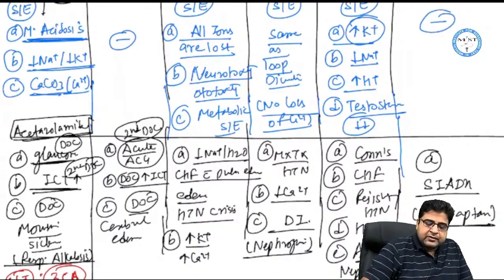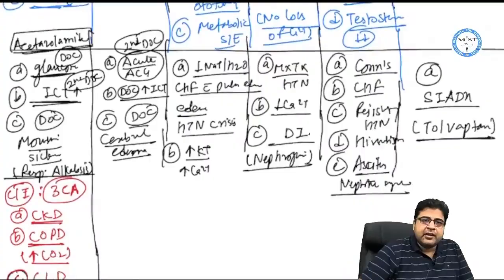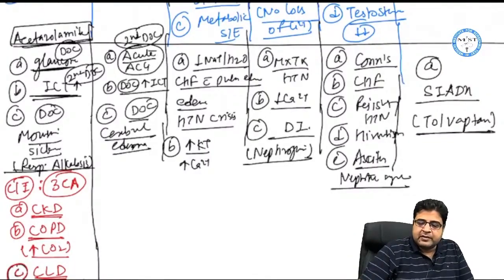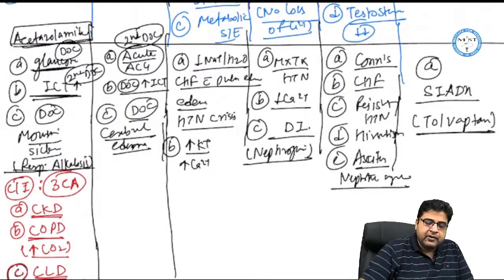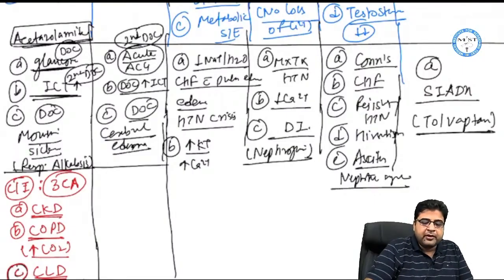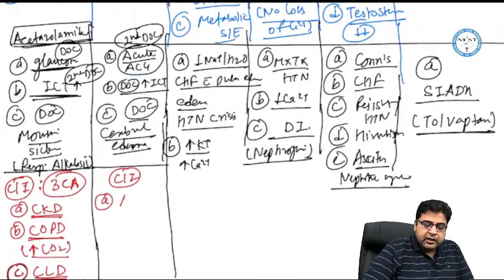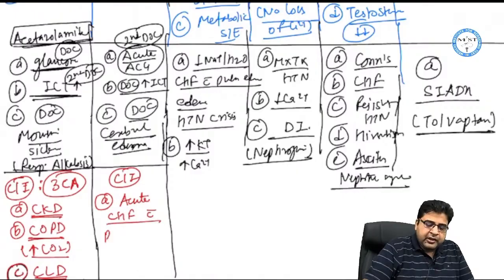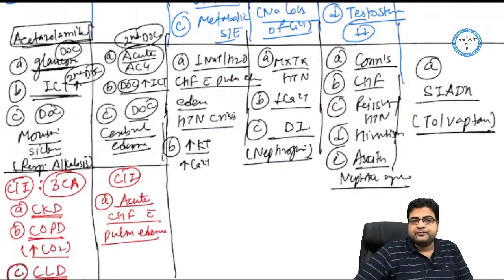Also, this medicine is drug of choice for cerebral edema. This medicine will produce the osmotic effect, and because of the osmotic effect, it will bind to the water present in the brain and remove the water from the brain. But this drug is contraindicated in a condition like acute CHF with pulmonary edema. So in a patient of acute CHF with pulmonary edema, this is contraindicated.